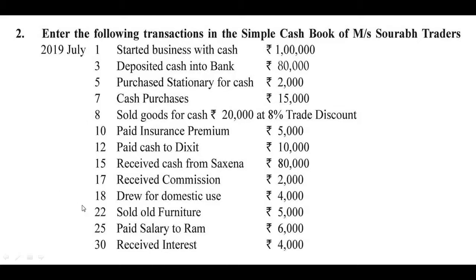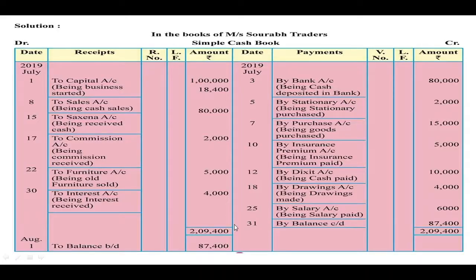Then next, 25th July, paid salary to Ram rupees 6,000. This is the expenditure and expenses are recorded on the credit side. So here 25th July by salary account 6,000.